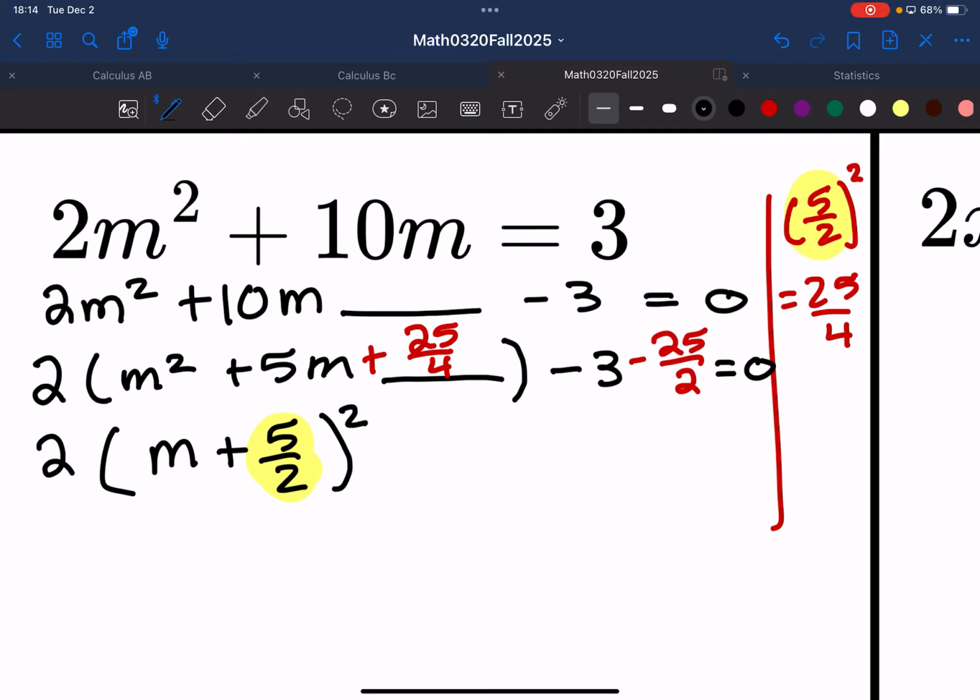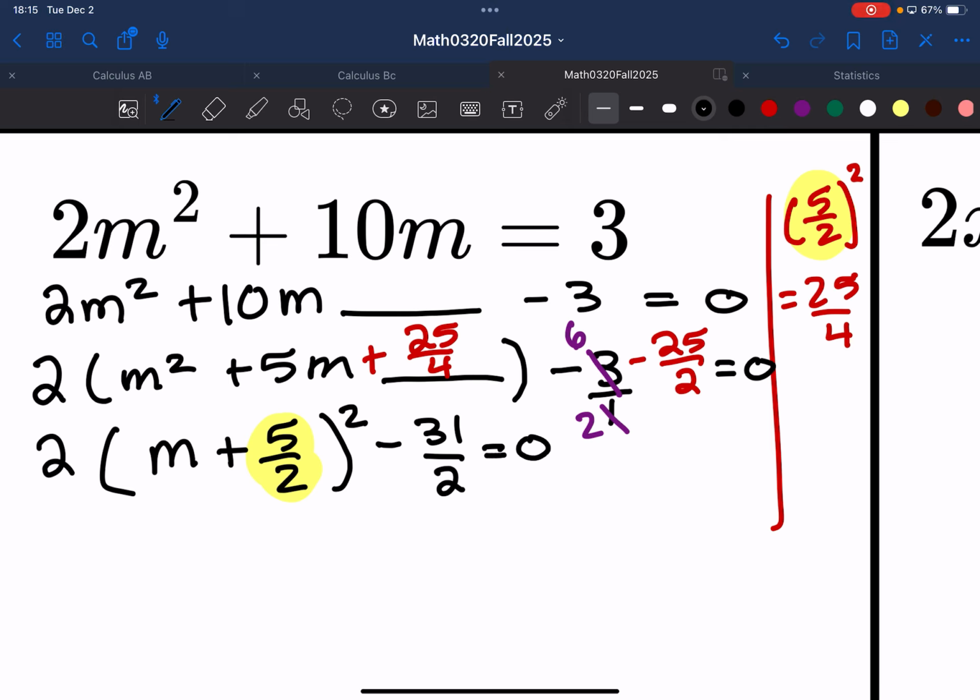Then I simplify the outside. So in order to do that, I'm going to have to change that -3 into a fraction, so putting it over 1. And then in order to get a common denominator, what would that common denominator be? 2. So I would multiply the -3 over 1 by 2. So this becomes -6 over 2 because of that negative. And so I have -6 and -25 that are going to add to what? -31. So -31 over 2 equals 0.